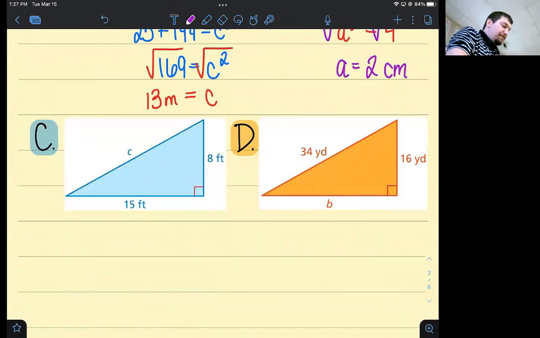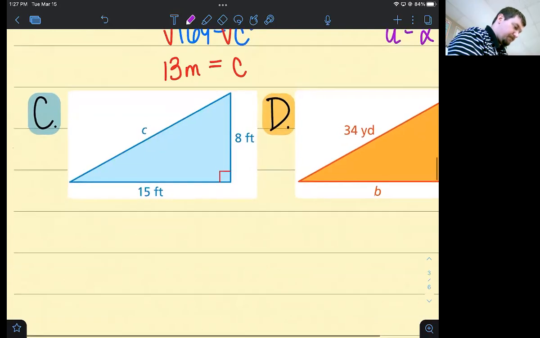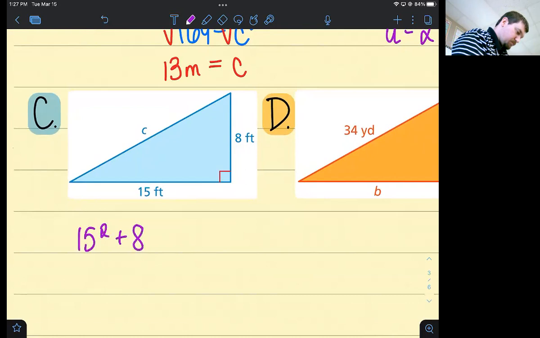All right, example C. We are missing C. C is the hypotenuse. So Brady, what did you do to find C? I was going to do 8 squared plus 15 squared equals C squared. Can I do that? Yeah, I could totally do that, right? It doesn't matter which leg you call A and which leg you call B. You're just going to square them and add them. So what'd you get for 15 squared?